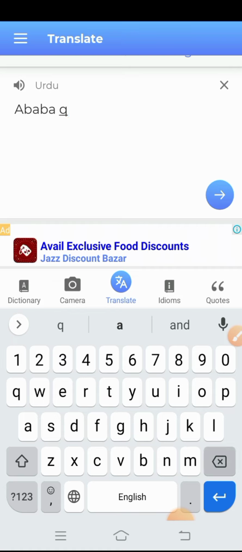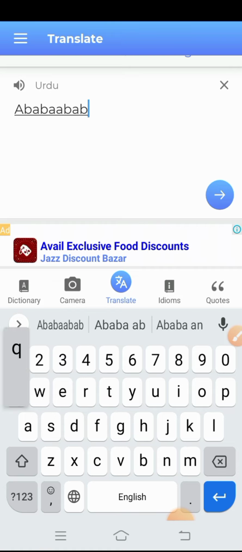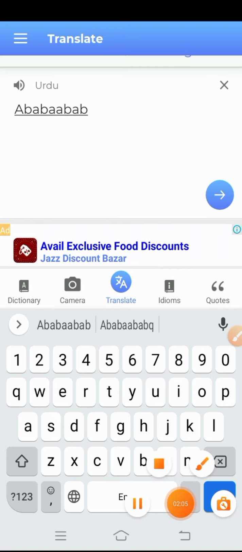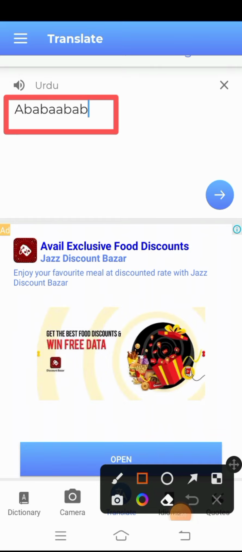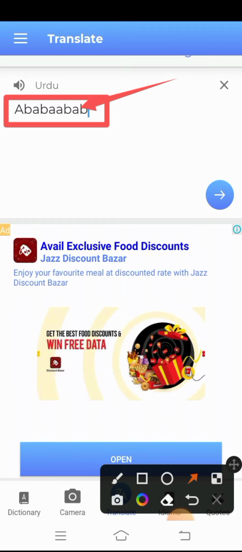On the password option they are saying that you should not write three consecutive letters. I mean, you can see here I repeat A B A B A A B A B. You should not write such a type of password.